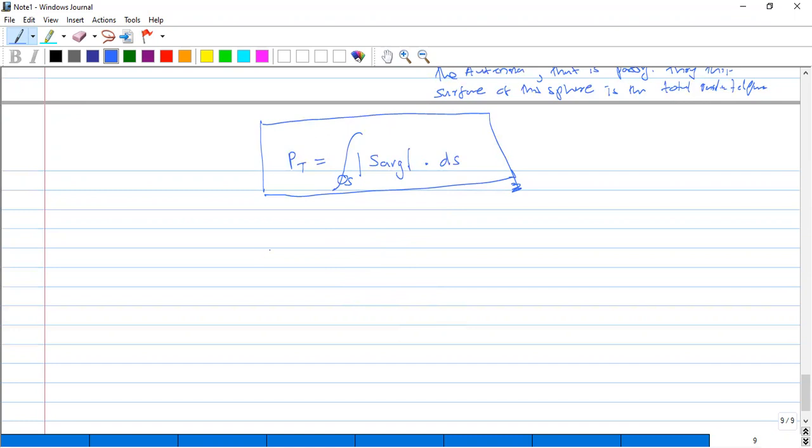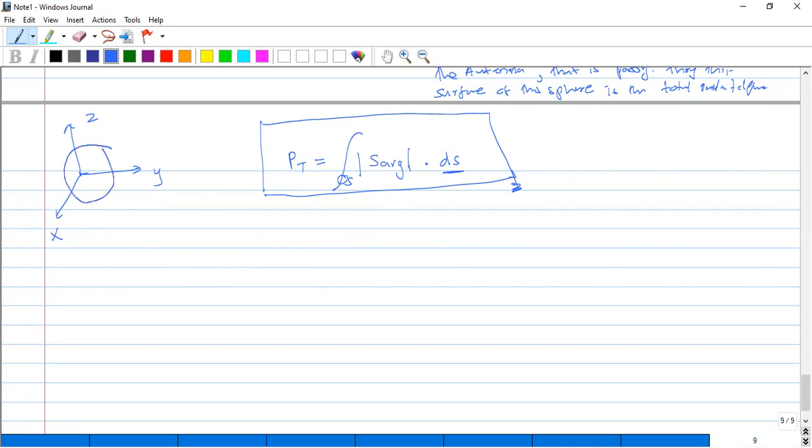Now, how to calculate this one? We have to evaluate this integral, this surface integral. So we will try to do that one. I will write the rectangular coordinates like this. You have to consider a sphere.